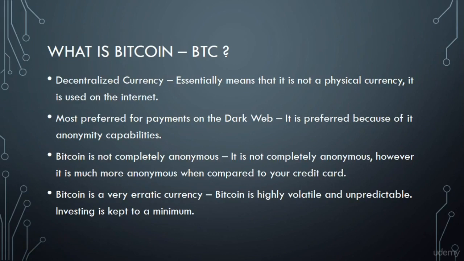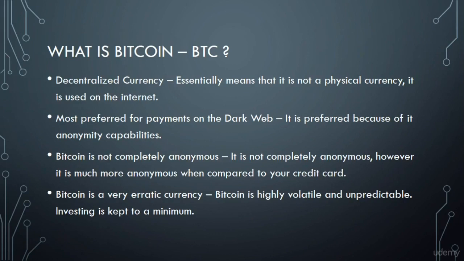Secondly, it's the most preferred for payments on the dark web or the deep web. I think most of you already know this, that it is the most preferred method of payment when coming to transactions on the deep web, for the simple fact that it has the best anonymity in terms of how anonymous this payment is. Now, you also have to understand that Bitcoin is not completely anonymous. It's not really completely hidden behind any shadows. However, it is much more anonymous when compared to your credit card. And I'm going to get into Bitcoin mixing in future videos in this section.